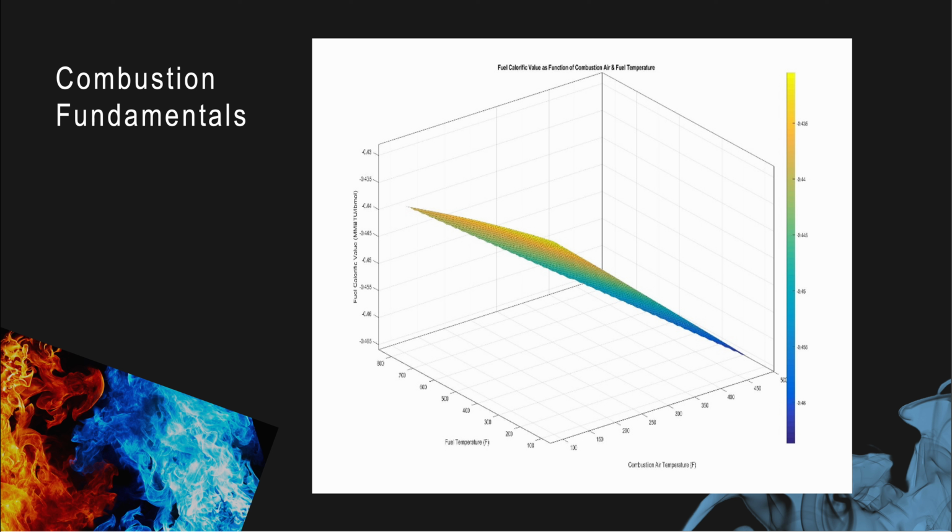So the fuel calorific value, as many people know, is improved if you preheat the combustion air or if you preheat the fuel temperature. But what is the magnitude of each? That's what the 3D model would be showing you. It would show how critical the combustion air is versus the fuel, and you would find out that the combustion air has a way more critical role than the fuel gas.